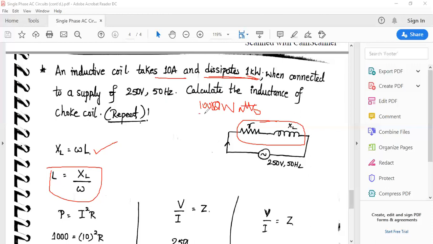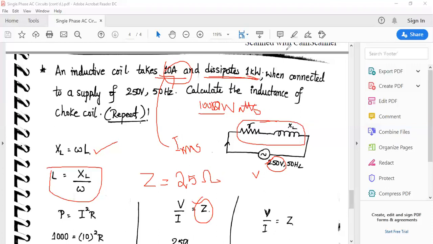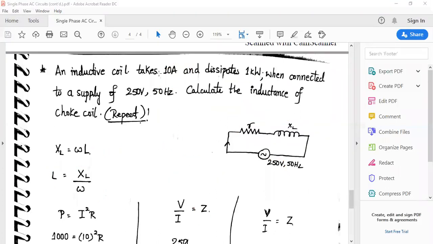So the 1000 watts is 1 kilowatt, and 10 amperes of current is flowing. So IRMS is the RMS value of the current, which is 10 amperes, and 250 volt is VRMS. VRMS by IRMS will give you Z. So 250 by 10 gives the impedance as 25 ohm.